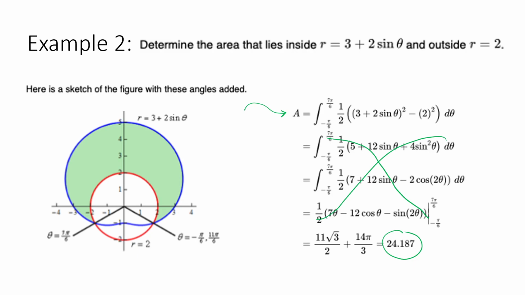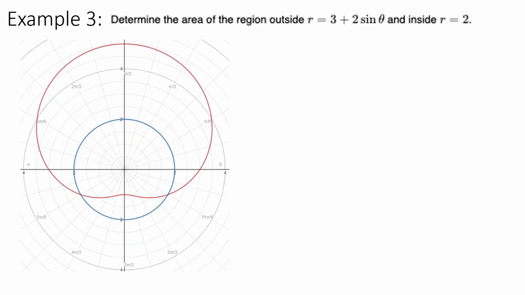Alright, so I think we can now go to the next example. Still on the same example, but this time we're going to determine the area outside r equals 3 plus 2 sine theta, but inside r equals 2. So inside this r equals 2, the blue graph, but outside the red one, so this will be the graph of interest. Notice that we're going to have the same limits, from 7 pi over 6 going towards 11 pi over 6.